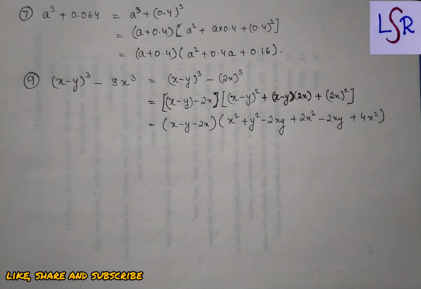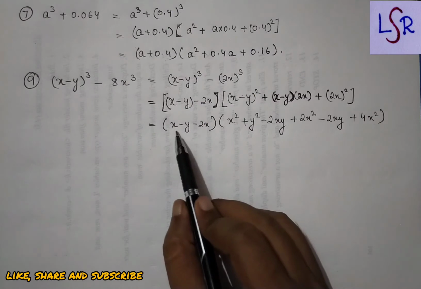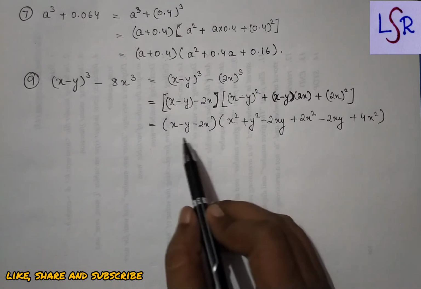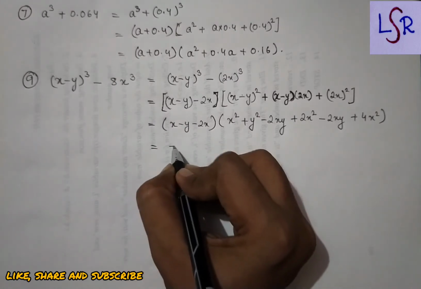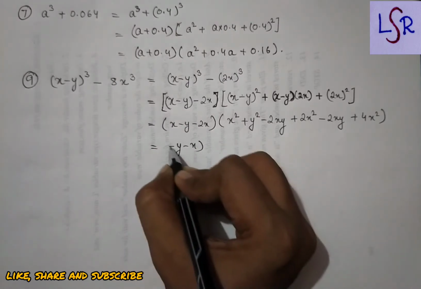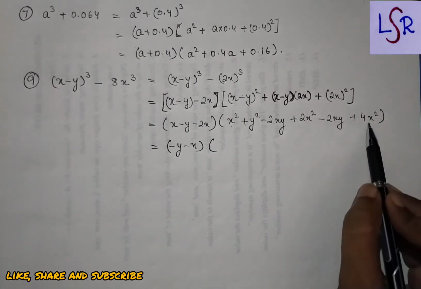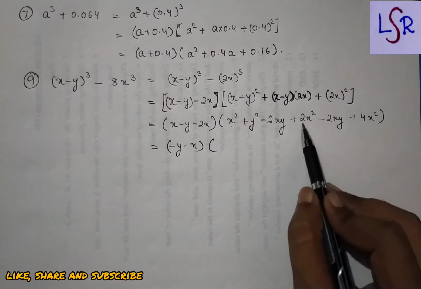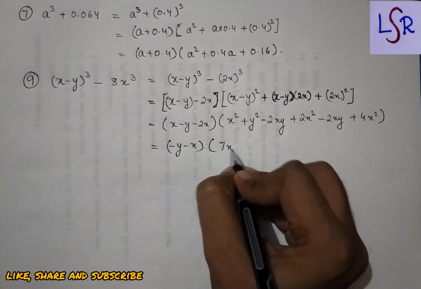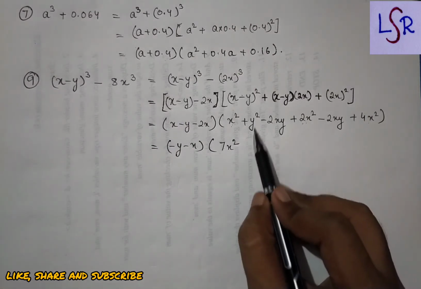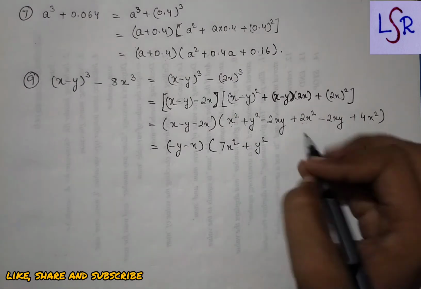After opening all the brackets we have got this, and then we have to solve the like terms in the same bracket, like x minus 2x. This can be written as minus y and minus x. Here we have x square and one more x square, so 4 and 2 is 6 and 1 is 7x square. Then this will be just copied, plus y square, and this will also be copied.